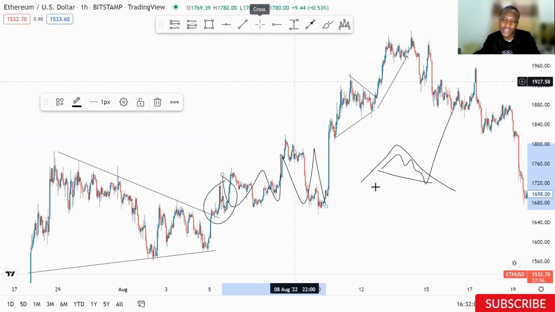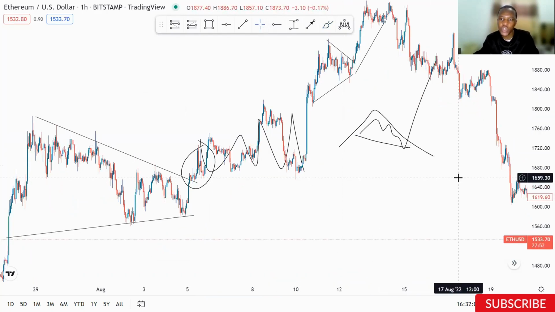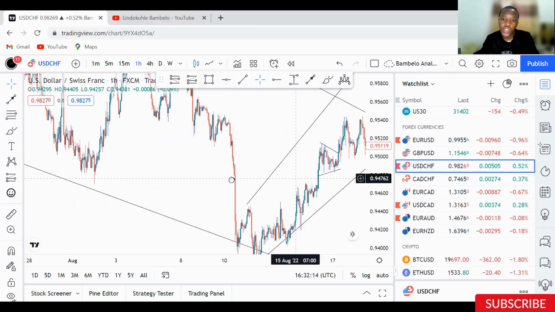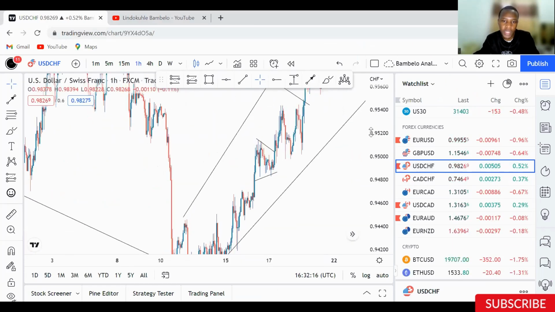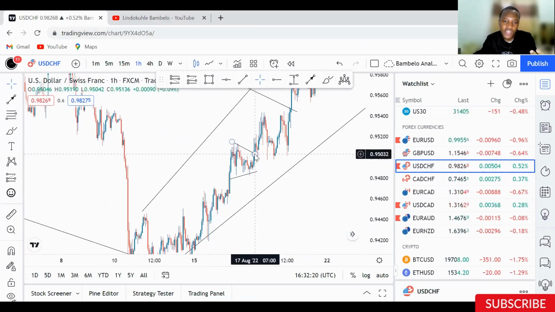So it's such things that I'm talking about, right? And then another one that I can show you would be on USD Swiss francs, which is one of the pairs that gives us clear and nice structures. Like I said, something about pairs that have Swiss.